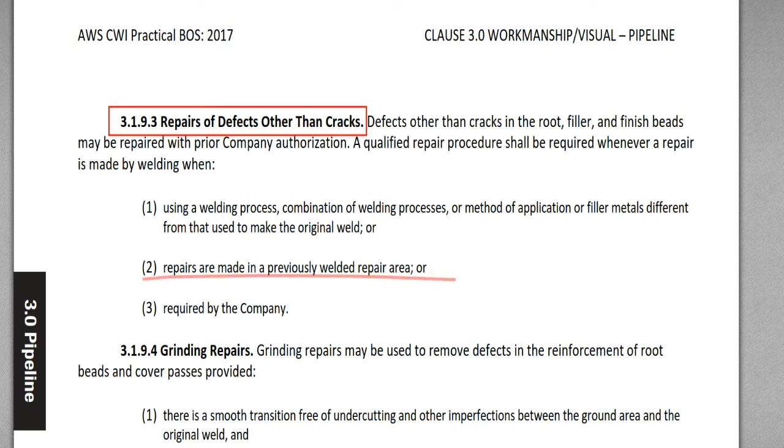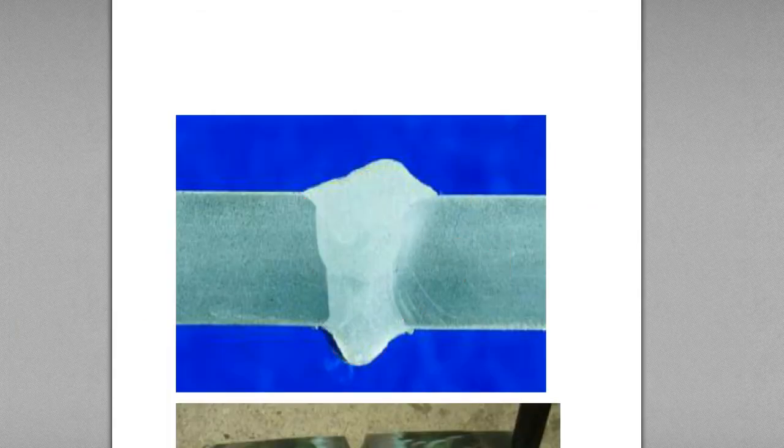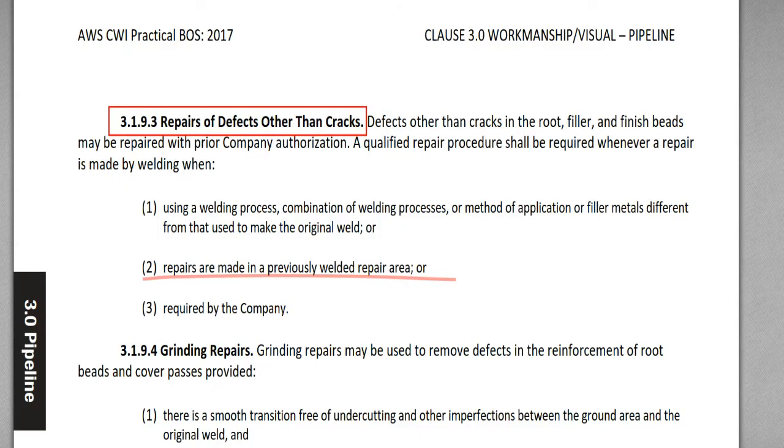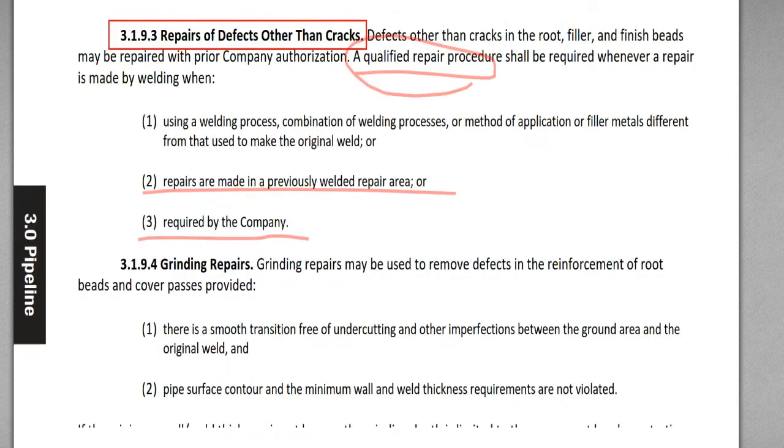Condition number two is repairs are made in a previously welded repair area. So if you removed a crack here and rewelded it, but there is another crack here, then that's a repair in a previously welded repair area. That's what it means. And number three is required by company. When required by company, a qualified repair procedure is required.